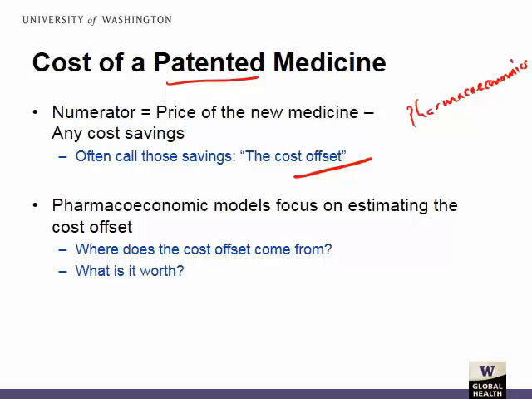It's the idea that a new drug might lead to cost savings because it reduces maybe the length of hospitalization or the number of outpatient visits. So there's a cost offset. And pharmacoeconomic models focus on estimating this cost offset. And they ask the question, where does the cost offset come from? And what is the cost offset worth?